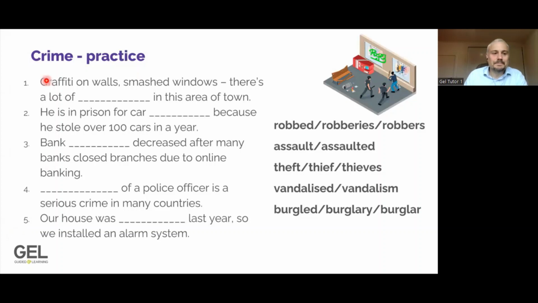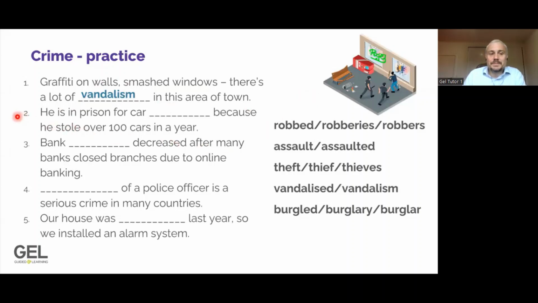Okay, let's look at number one. Graffiti on walls, smashed windows. There's a lot of ___ in this area of town. Which word from these choices can complete sentence number one? Look at the next question and type the correct word. The correct word here is vandalism. Remember, graffiti on property is vandalism, and here we need the general noun.